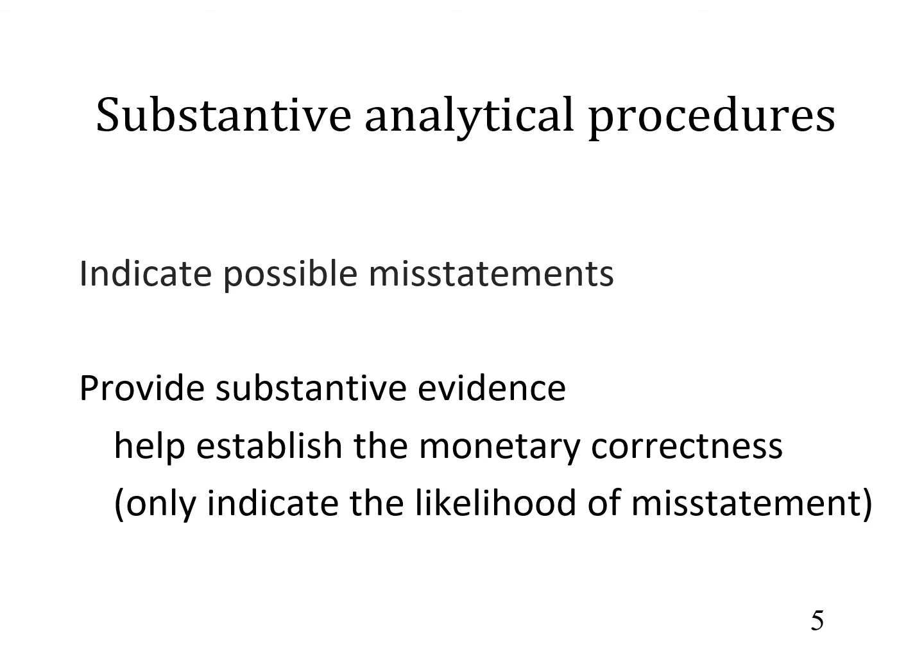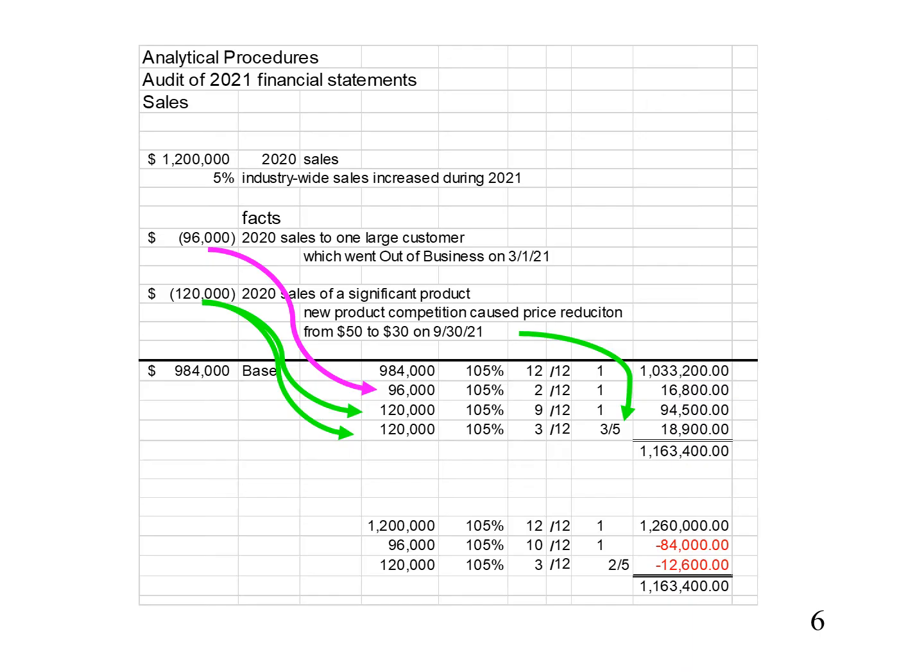Analytical procedures indicate possible misstatements. They usually don't provide full evidence, but they indicate possible misstatements. With substantive analytical procedures, we're trying to establish the monetary correctness. So this is different than during the planning phase. The analytical procedures during the planning phase, we're just trying to say, does this look right? Yes or no. Here we're trying to say, is the balance correct?